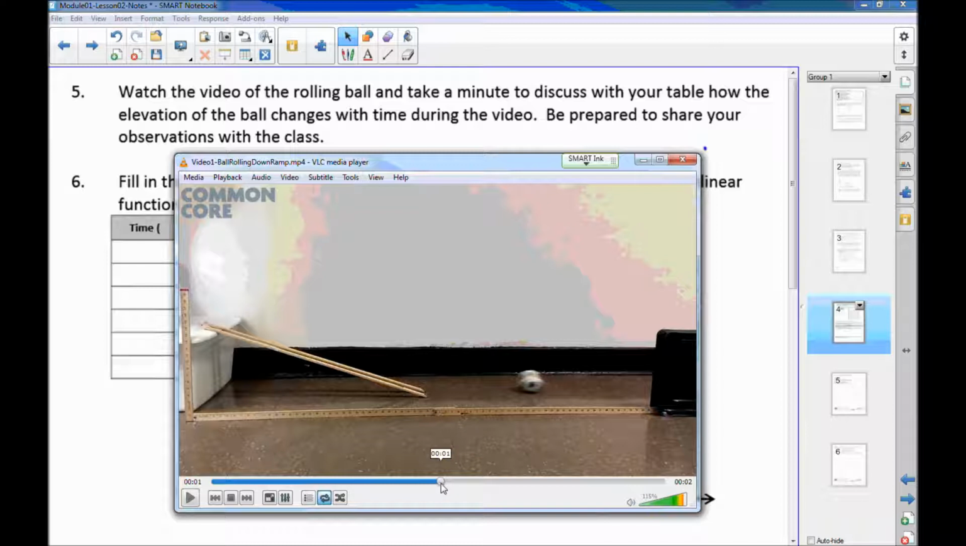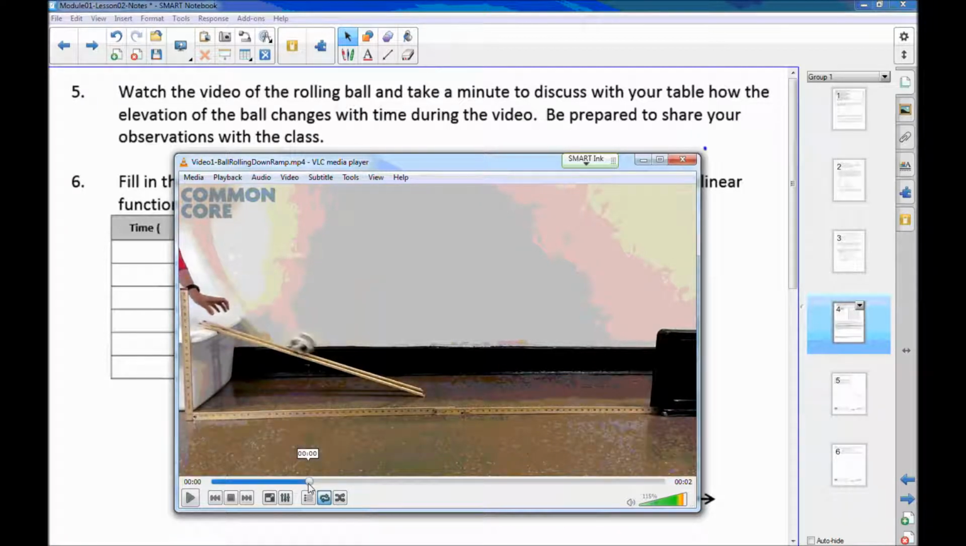So if I wanted to do half a second and mark that, I would go halfway in between. And at half a second, I think we get about 9 inches. So if we follow the edge of the ball over to here, we're about 9 inches at that half a second.